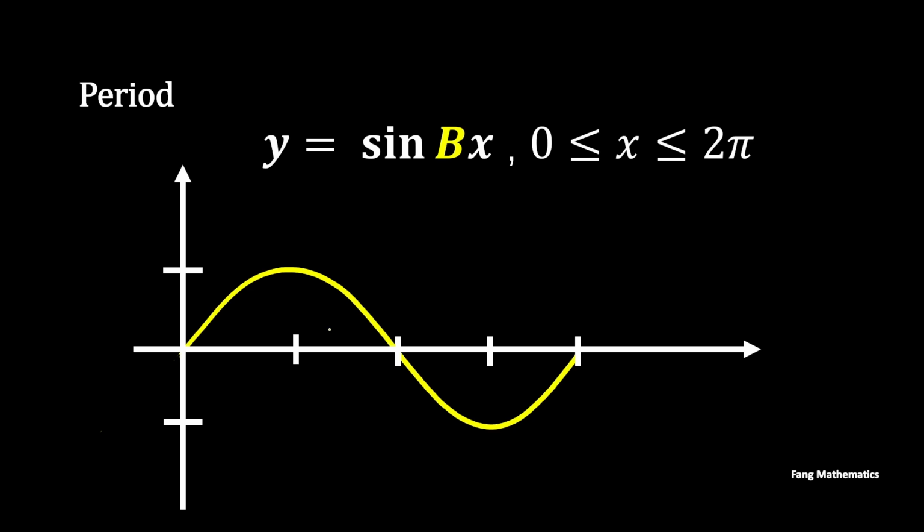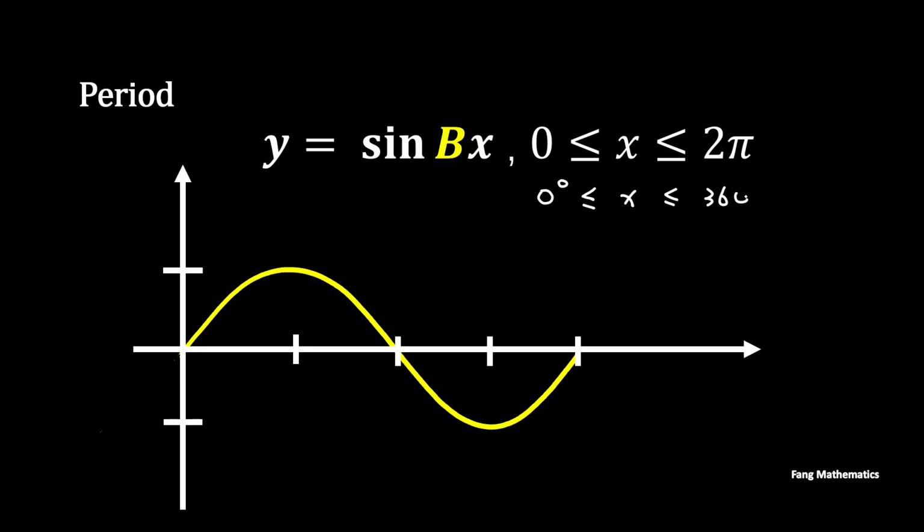In this video, we are going to look at the period in trigonometric functions, and we are referring to the inside multiplier, the number that is directly attached to the input x. We are going to refer to this normal sine graph here, where x is restricted between 0 to 2 pi radian, or in other words, x is between 0 degrees to 360 degrees.